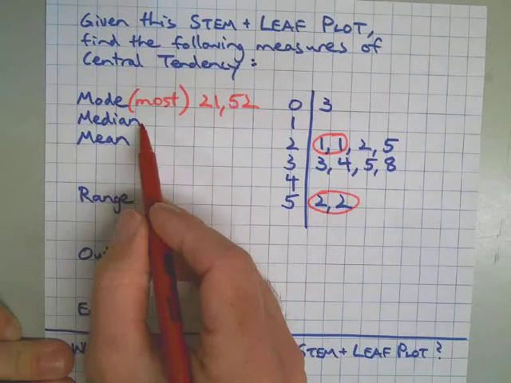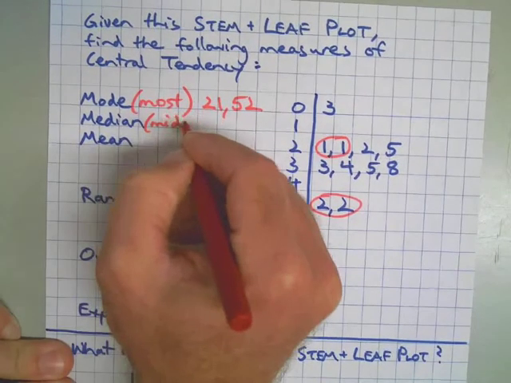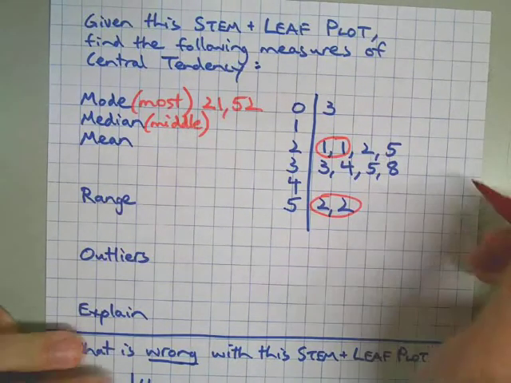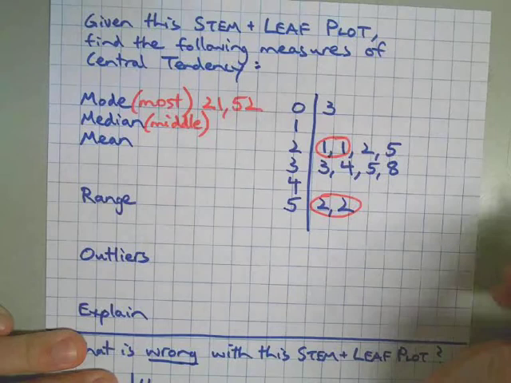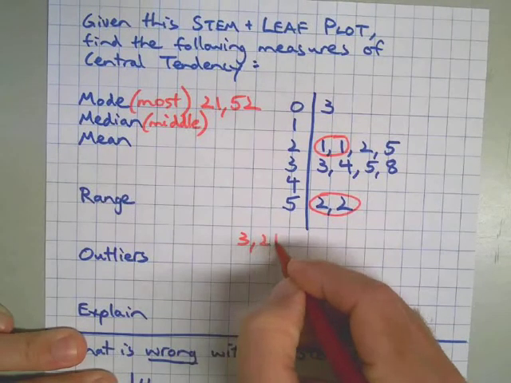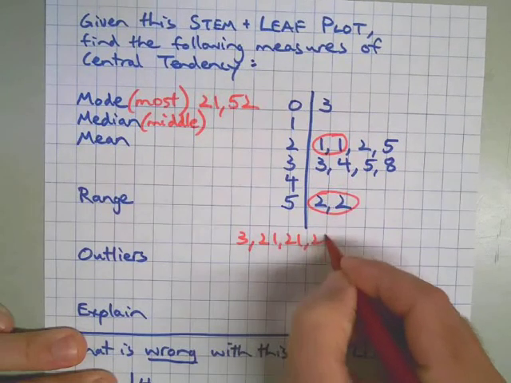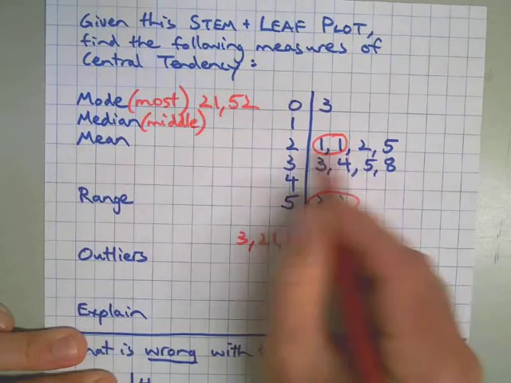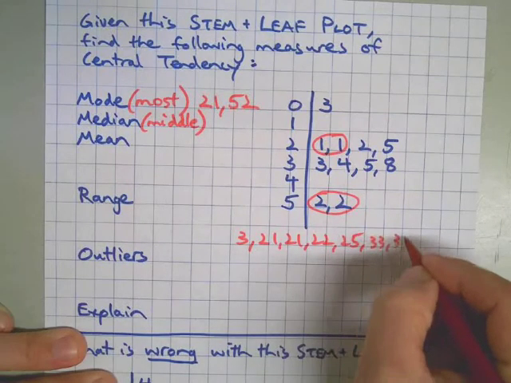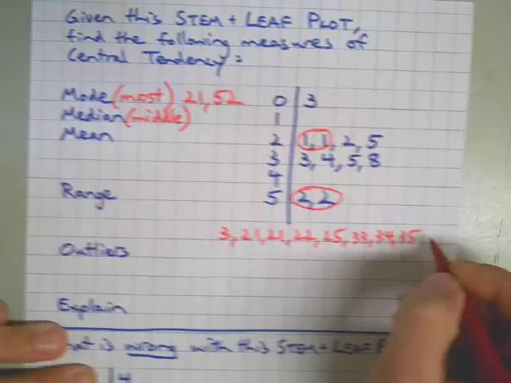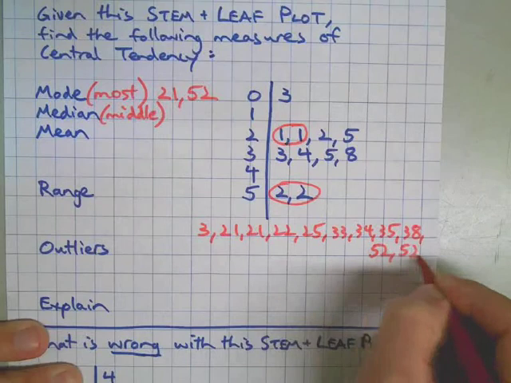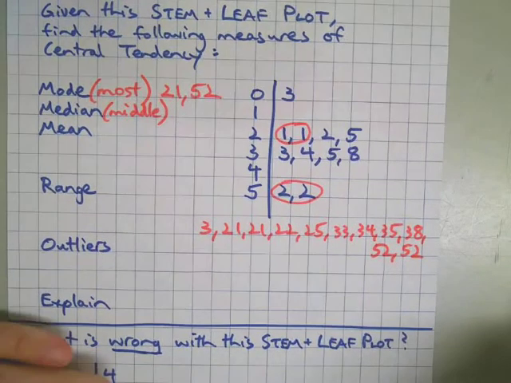The median, that's the one in the middle. Well, it's tough to tell what's in the middle when you have a stem and leaf plot. So I'm going to go ahead and rewrite this list of numbers. I'm going to reconstruct this list. There's the 3. Of course, we just talked about 21 happens twice, and there's a 22 and a 25. Then we have some numbers in the 30s. 33, 34, 35, I'm running out of room, 38, and 2 52s. Bad planning on my part.